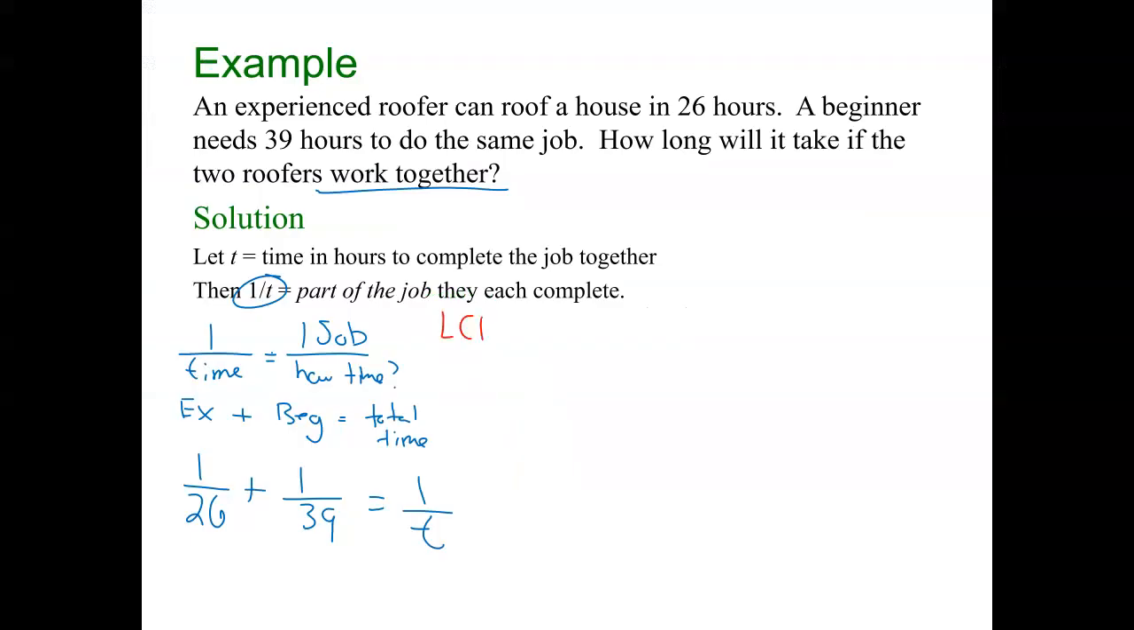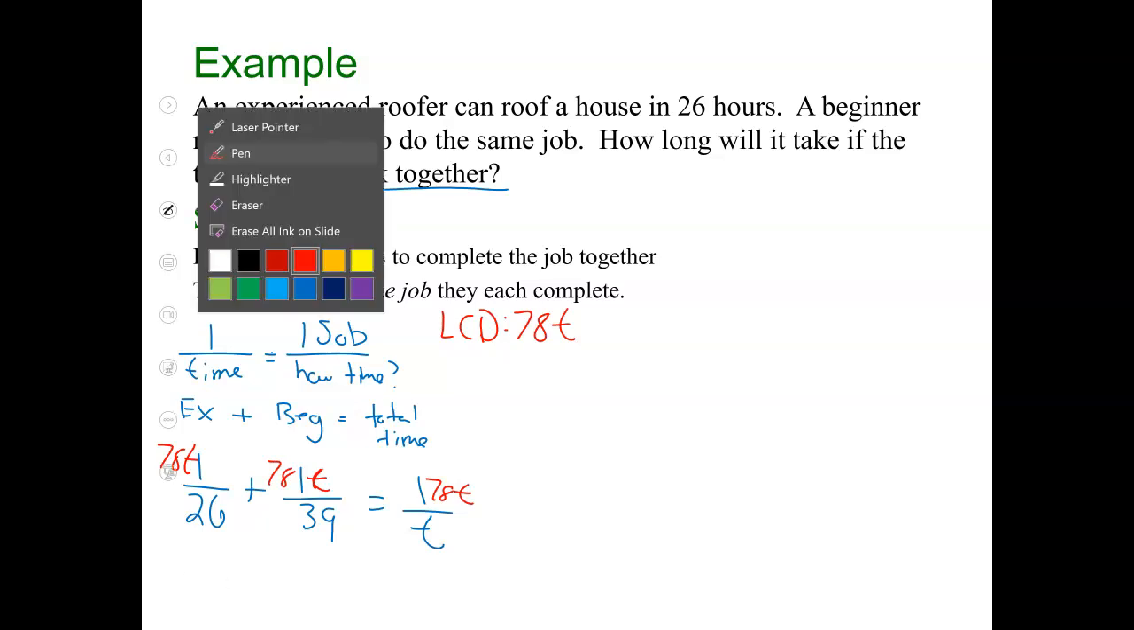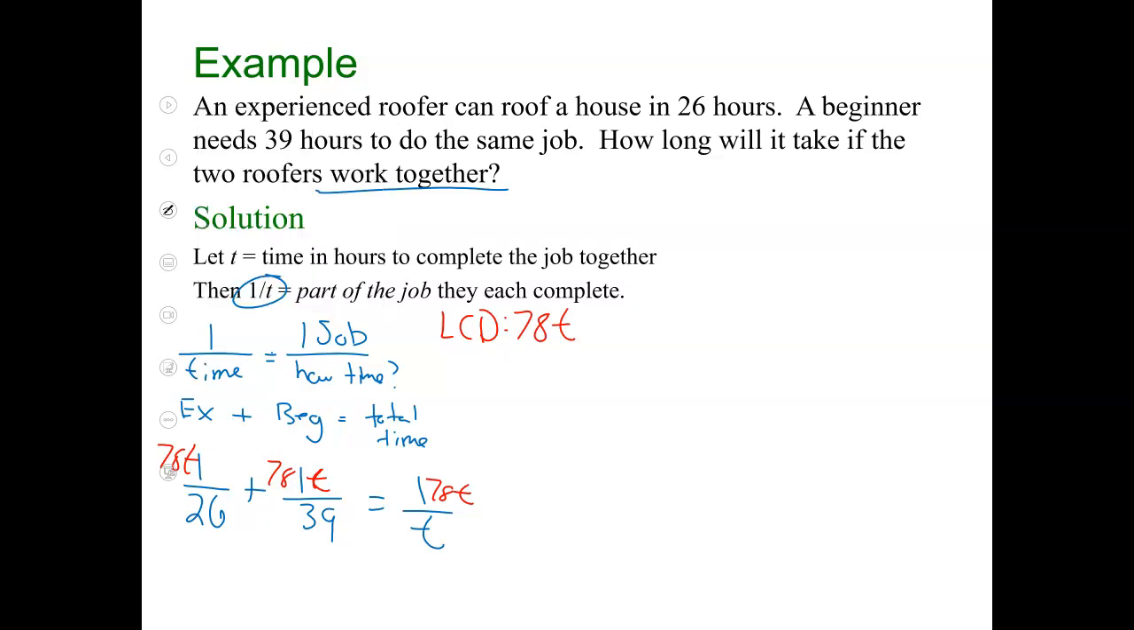And so my LCD is 78, and what else? T. Okay, don't forget that variable. So my LCD is 78T. What am I going to do with all these now? Multiply by 78T, and then we simplify. What's 78 divided by 26? 3. So I get 3T plus 78 divided by 39, 2T, equals 78.